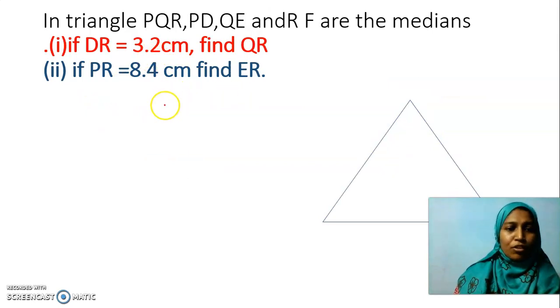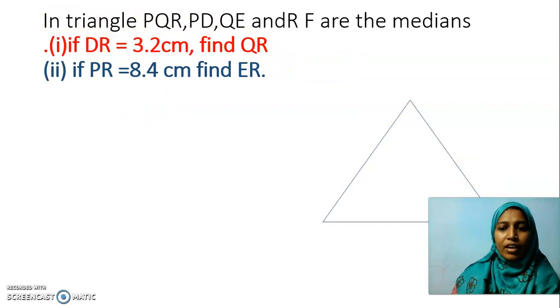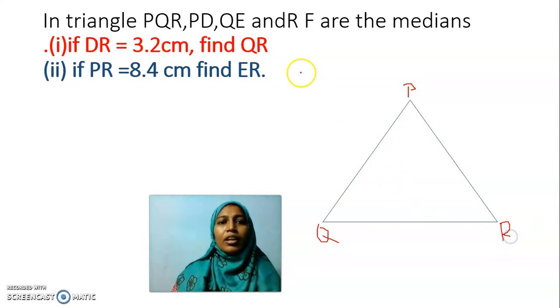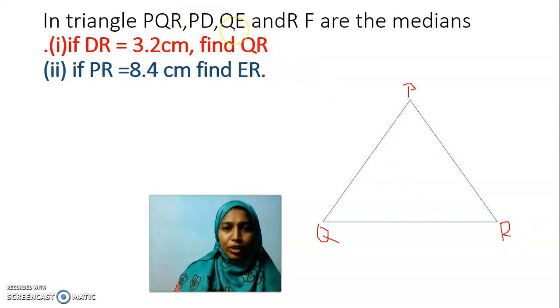Okay, here is a question for you. We have a triangle PQR. I have not named it. We are going to name it now. Okay, let me start with P, Q and R. This is a triangle. And what other things have they given? PD, QE and RF are the medians of the triangle.